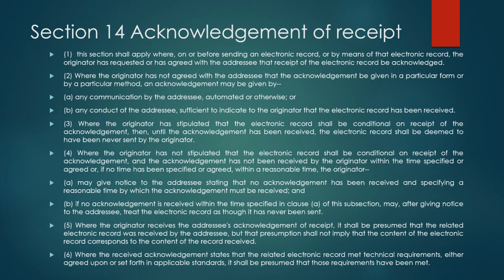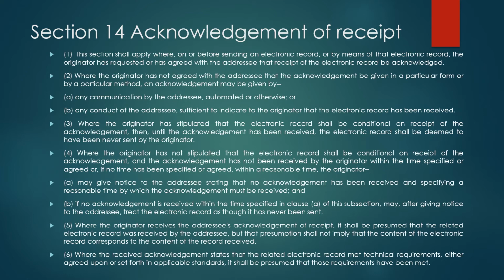Now, when it is not agreed with the addressee that the acknowledgement of receipt of the electronic record be given in a particular form or by a particular method, in that case, an acknowledgement may be given either by number 1, any communication by the addressee, automated or otherwise; or number 2, any conduct of the addressee sufficient to indicate to the originator that the electronic record has been received.